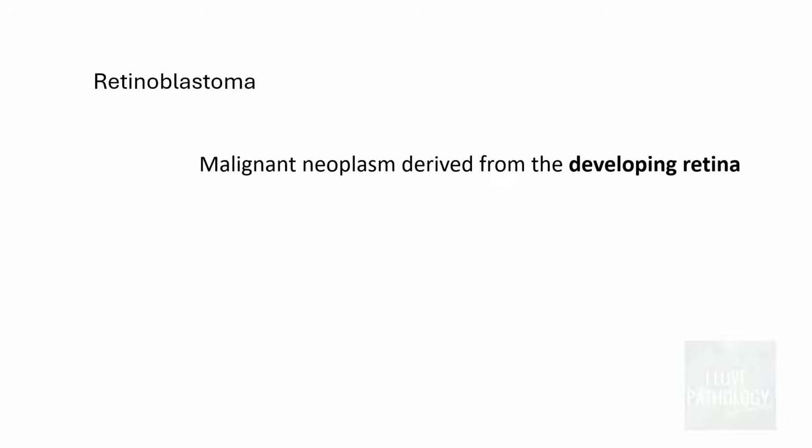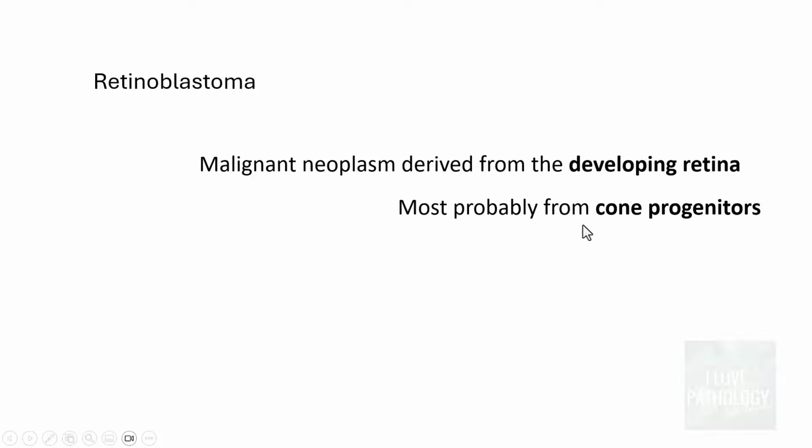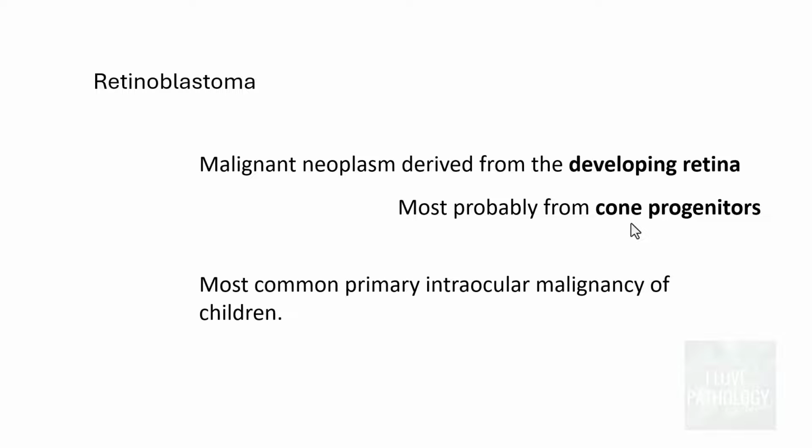Now, what is retinoblastoma? This is a malignant neoplasm which is derived from the developing retina. When I say developing retina, it's most probably from the progenitors of the cones. I'm sure you know that rods and cones are the most important components of retina, right? So, retinoblastoma is a malignant neoplasm which is derived most probably from the cone progenitors. And this is the most common primary intraocular malignancy of children.